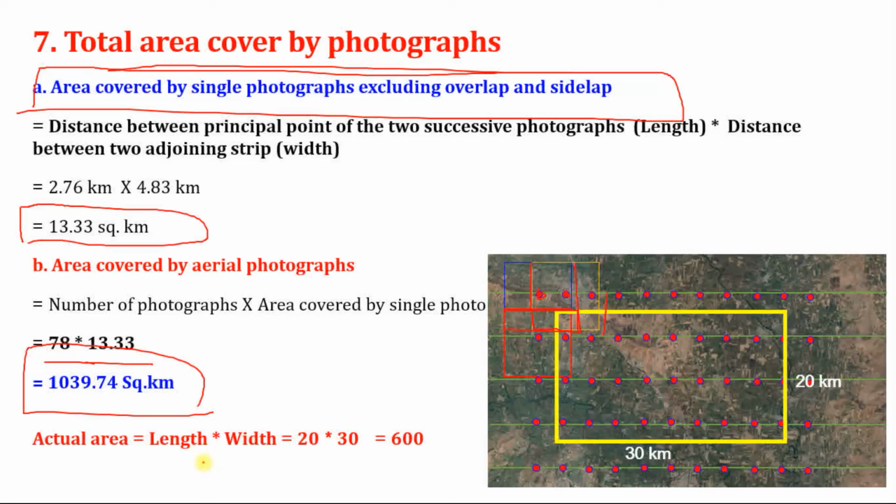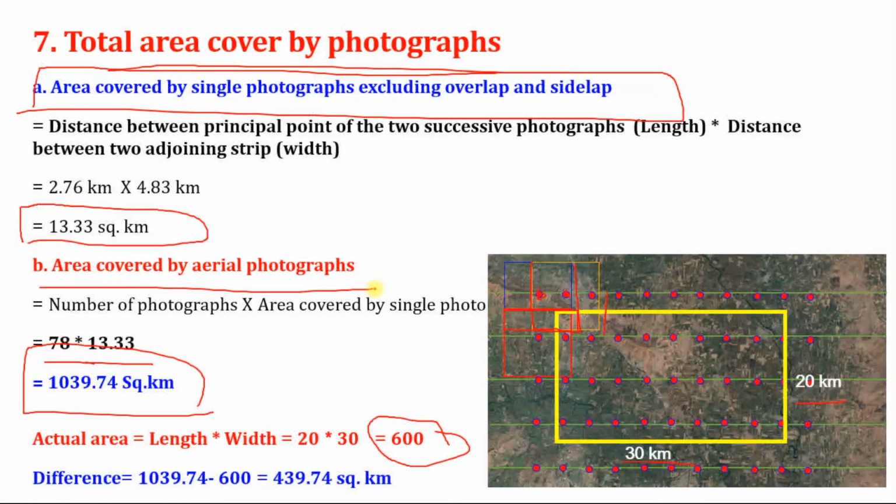Actual area, length into width. Actual area, length 30 km, width 20 km is equal to 600. The difference between actual area and area covered by photographs is 439.74 square kilometer. So 60% overlap and 30% side lap increase the area of aerial survey.